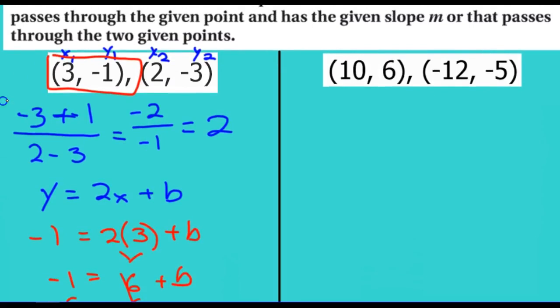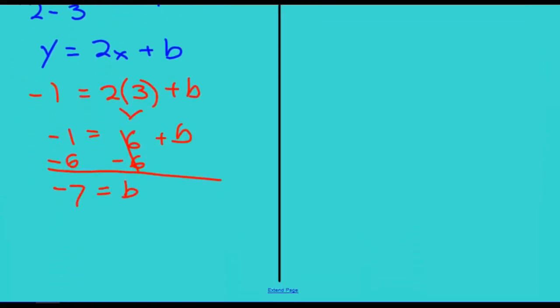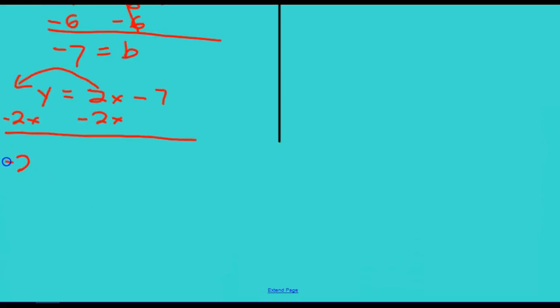So now that we know b, we have y equals 2x minus 7. All we got to do is move the x over to the other side. So subtract 2x. And we get negative 2x plus y equals whatever we have left, which is negative 7.